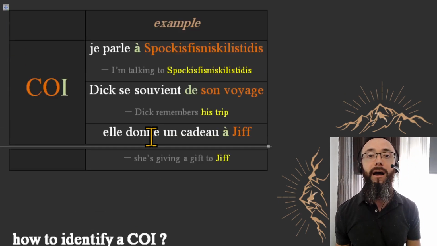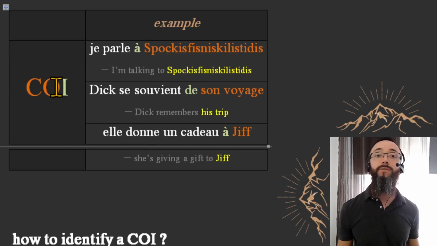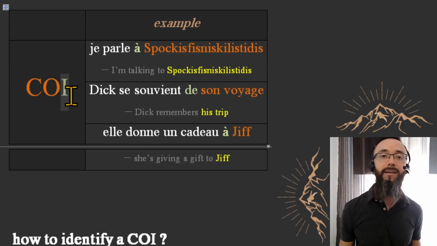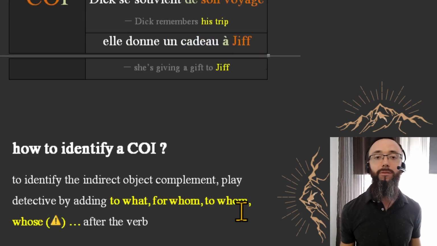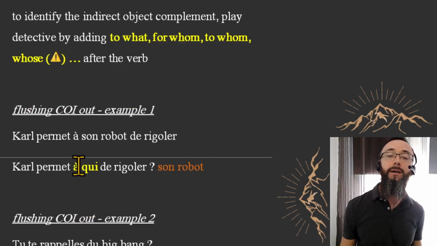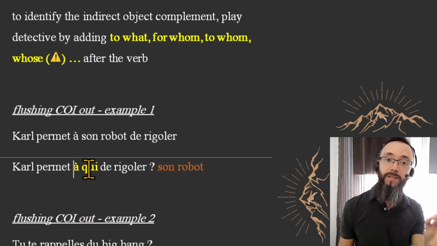COI, preposition. This is why there's a green letter here. Je parle à, je me souviens de, un cadeau à, and how to identify by asking that question, preposition plus question word right after the verb. That's all for today, and that's what it boiled down to.